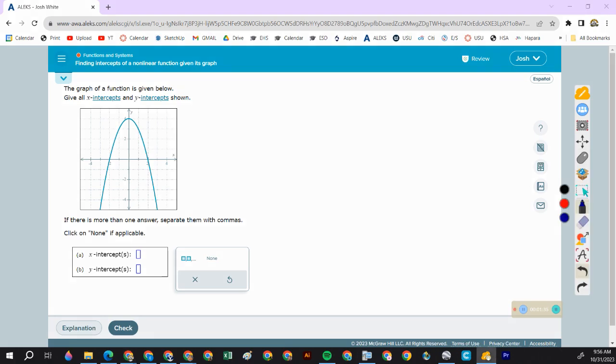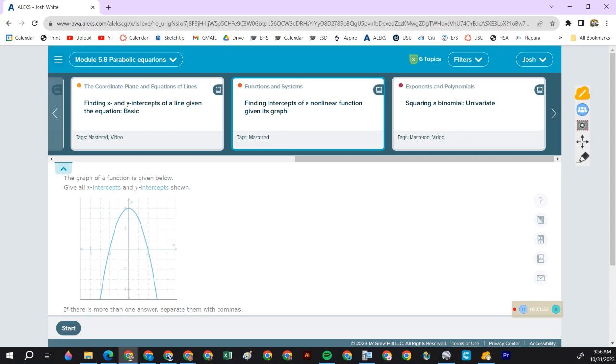X-intercepts and y-intercepts. This question's really tough. The x-intercepts are negative 2 and 2. And the y-intercept in this case is 4. Piece of cake. Next question.